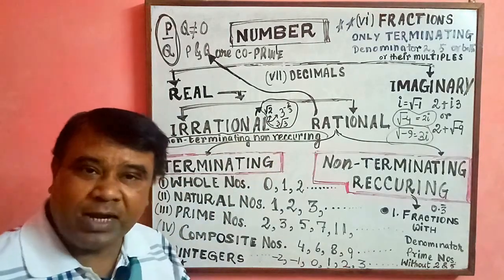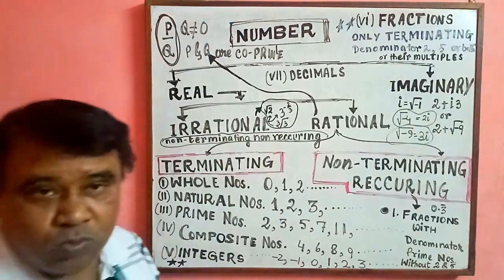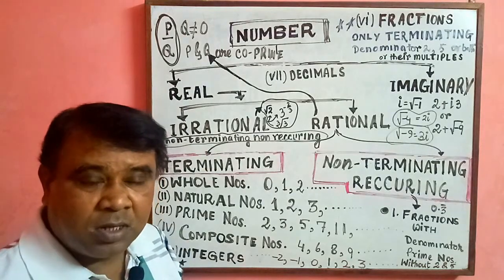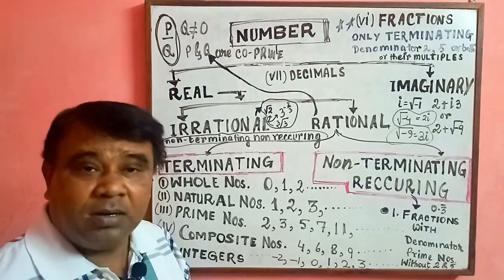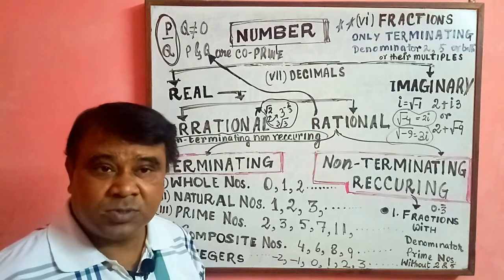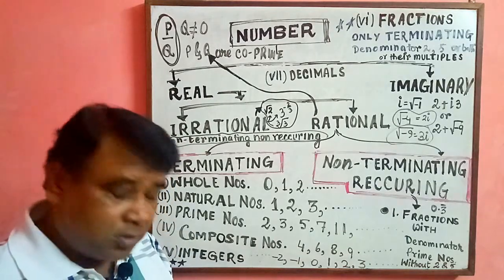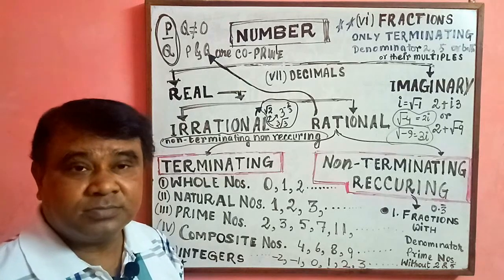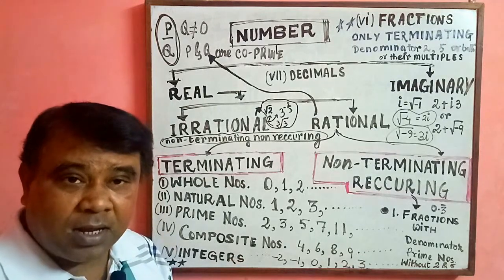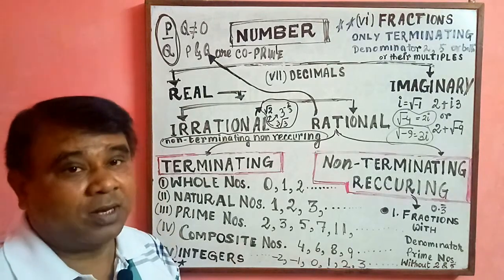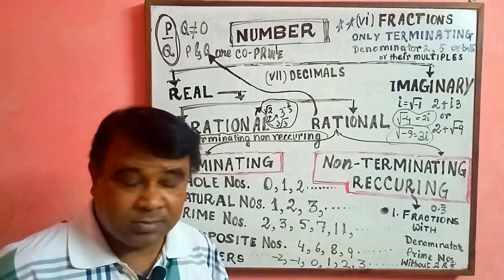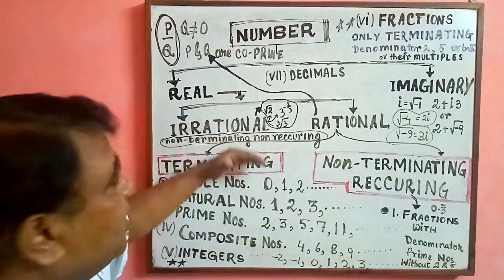Like if we want to find out the square root of 2, it will never terminate. It will never recur. Neither recurring nor terminating. This type of numbers are irrational numbers.